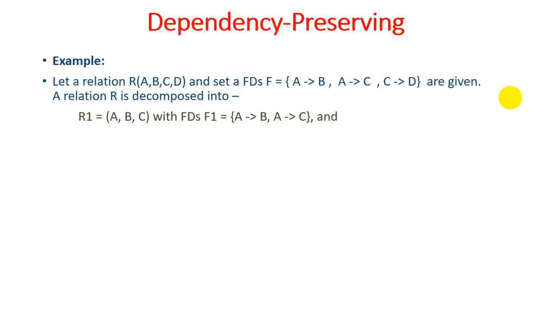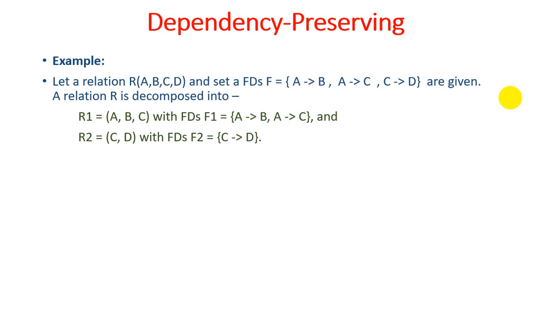Now we decompose into the first table known as R1. There are three attributes, A, B, C, with the functional dependency F1 mentioning A determinant B and A determinant C. Now we are not using C determinant D. In relation 2, there are two attributes, C and D. So in this example, we are dividing R into two different relations, R1 and R2.